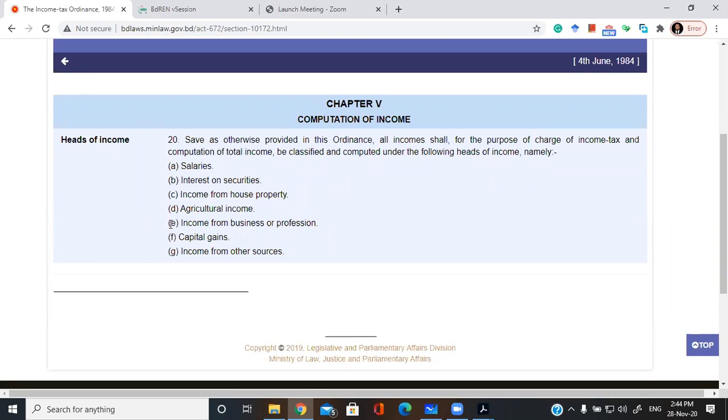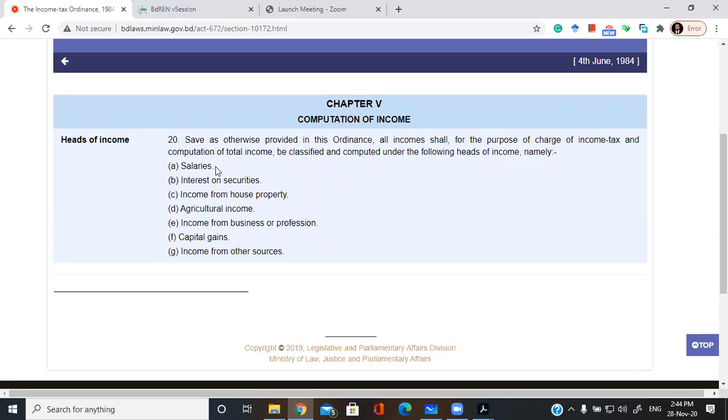But in recent years, 3 additional headings have been included, which has not been updated here. That is income of a spouse, then income from foreign business, like these things. So right now, if anyone asks you how many heads of income you have seen in the income tax ordinance or in your business taxation class, the answer is 10. There are 3 additional headings on top of this 7.